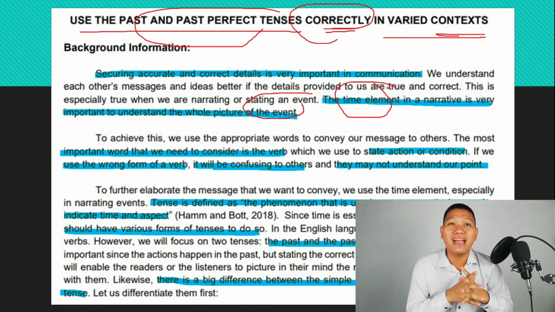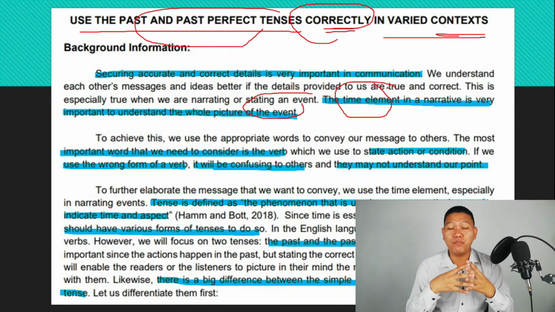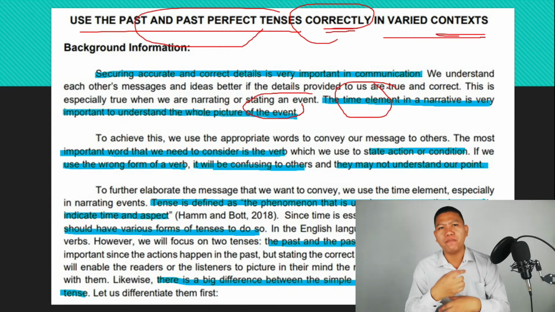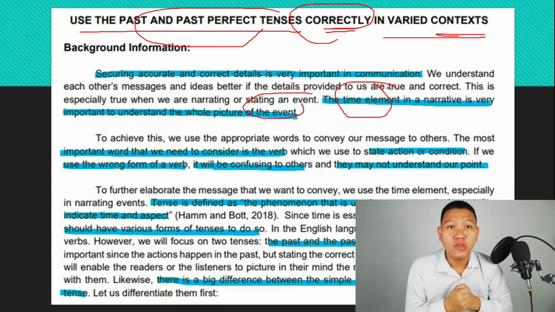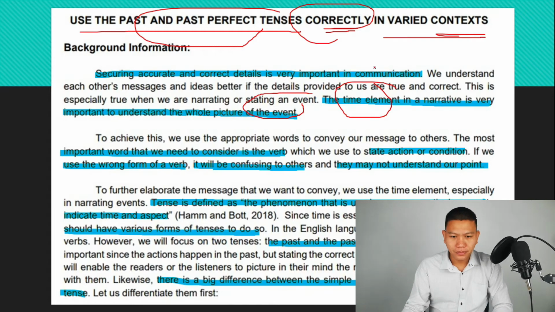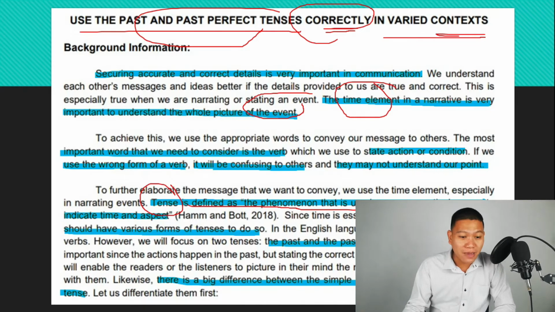So when we say time element, it talks about the tense of verb. Because when we deal with tense of verb, we are referring to the time or to the aspect. So when we narrate a story, we make sure that the time of the story that we are talking about is correctly used or mentioned. So talking about tense, you can see here, tense is defined as the phenomenon that is used as a grammatical means to indicate time and aspect, just like what I mentioned a while ago.